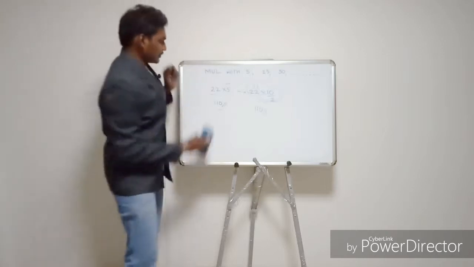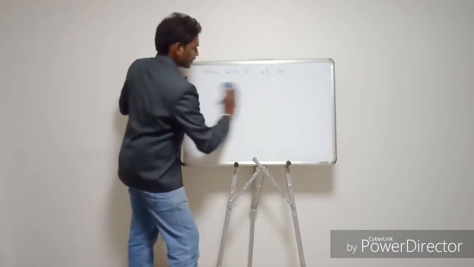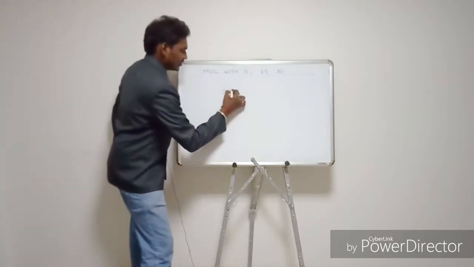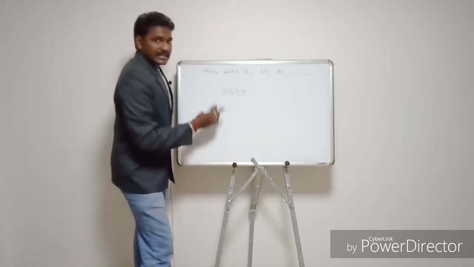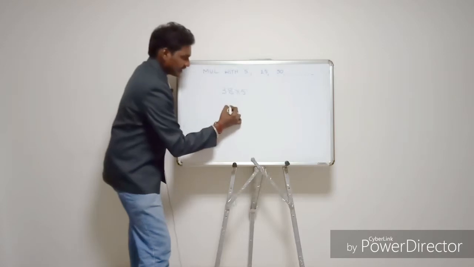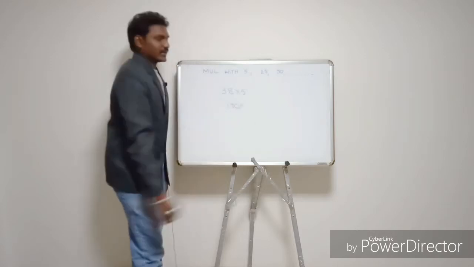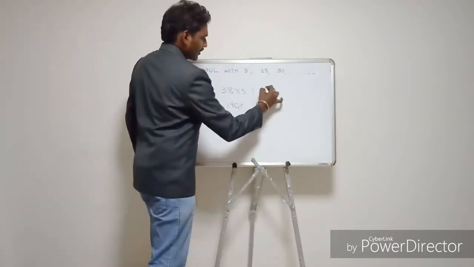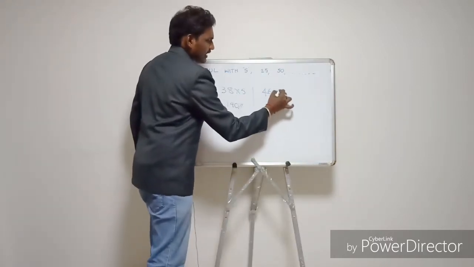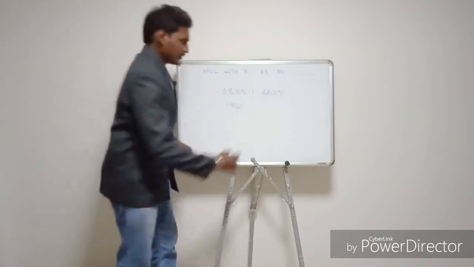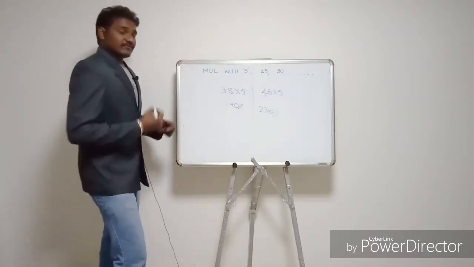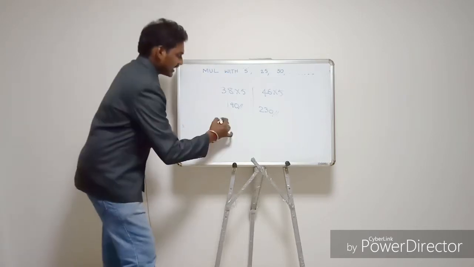Let us take one more example. Let us try with 38 into 5. So divide 38 by 2, we'll get 19 and simply put 0. So the answer is 190. Let us take one more example: 46 into 5. Divide 46 by 2, we'll get 23 and put 0. 230 is the answer.